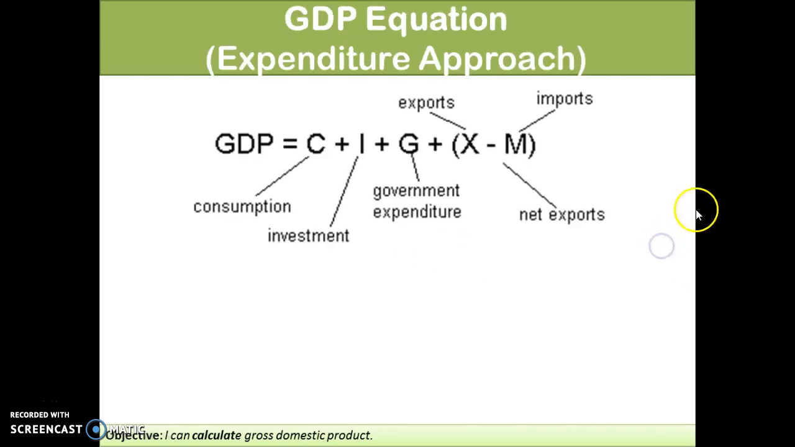The expenditure approach, this is how we calculate GDP. So this is our next learning objective. We're going to be adding up our consumption, the value of everything we consume, the value of everything that businesses buy, the value of everything that government buys, and then we're going to add to that exports minus imports. So things we sell minus things that we buy.